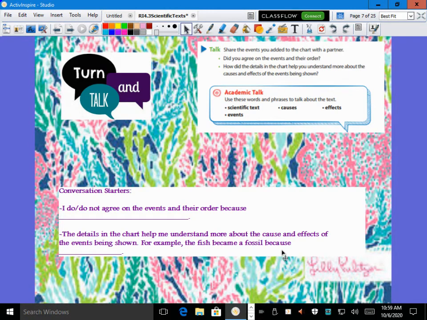The fish became a fossil because. How did the fish become a fossil? Think of your events. It's covered in mud. And then what happens? The mud hardens and forms kind of like a casing around it. What do the bones do? They dissolve. But as they're dissolving, those minerals come in and fill in the space and harden. And then finally we can discover it through erosion and the rock washing away. And we can find it today. I hope that helps you understand how and why fossils are formed.